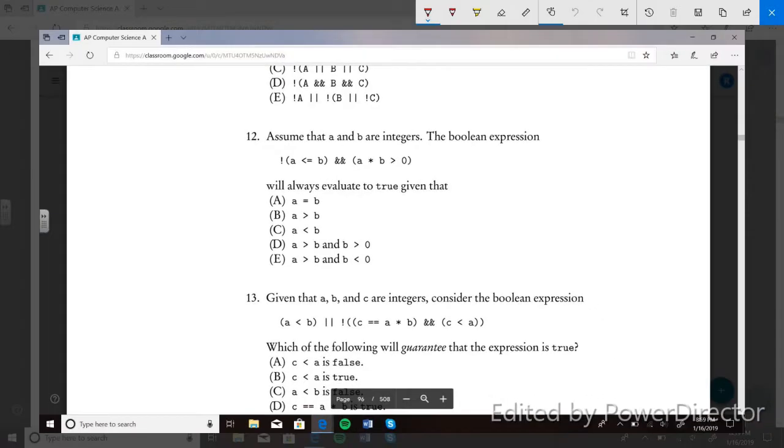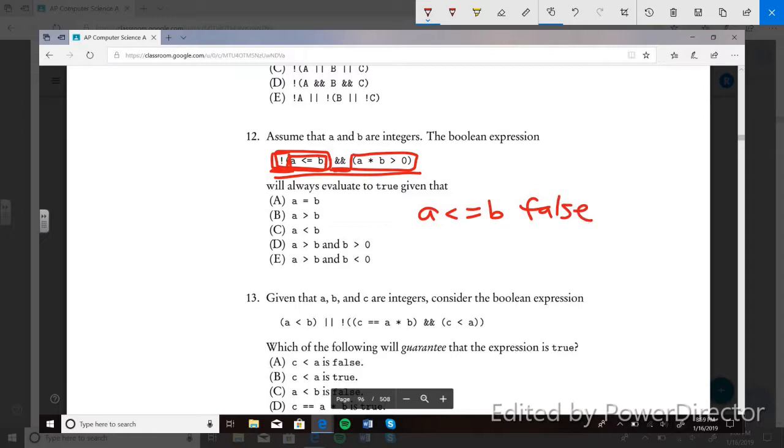For number 12, they give you a Boolean expression and ask you when it'll always evaluate to being true. So since there are two ands here, you know that both of these things have to be true. So since there is the not on the outside, this actually has to evaluate to be false, because this will make it be true. So you know that this has to be false.